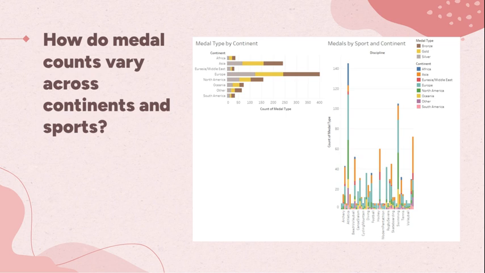How do medal counts vary across continents in sport? So this is my Tableau dashboard, which brings together several of the previous views. You can filter by continent, sports, medal type, and gender all in one interactive space. This is especially useful for Olympic committees or coaches who want quick, flexible insights without needing to crunch numbers one by one or manually.